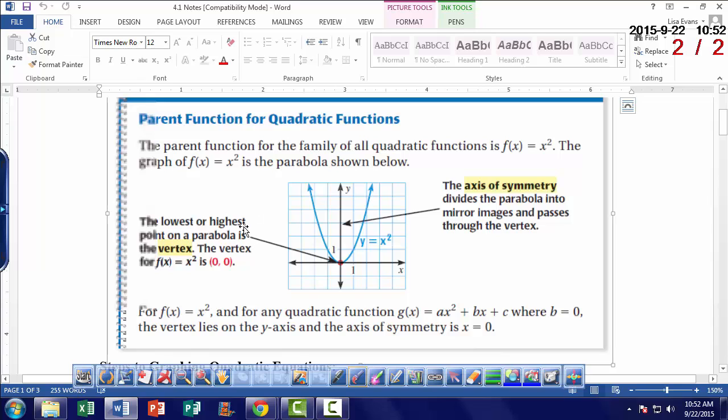The parent function for the family of all quadratic functions is f of x equals x squared. This is what it looks like. Again, we have the vertex at (0, 0), just as we did with absolute value functions, but this time our graph is a U, not a V. We also have an axis of symmetry like we did yesterday, which is a vertical line through the vertex.